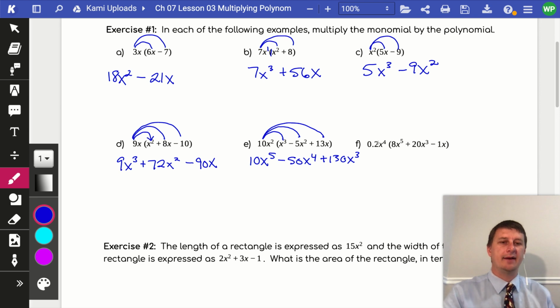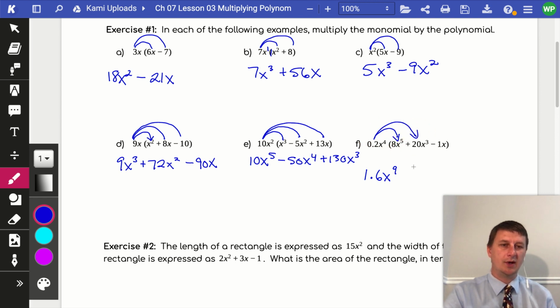Now in part F, we have a decimal outside the parentheses, and we're going to multiply 0.2, or 2/10, times 8x to the fifth. So 8 times 0.2 is going to give me 1.6. And x to the fourth times x to the fifth is going to give me x to the ninth power.